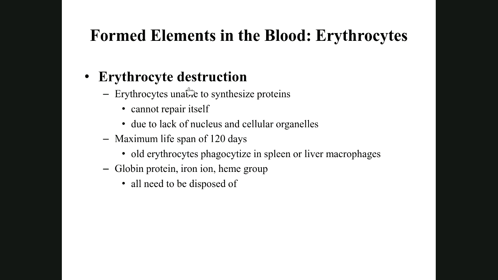Destruction. So after about 120 days or so, these guys, they can't repair themselves. They don't have any of the organelles to do it. So after about 120 days of rolling through the system and rolling through the blood vessels, they're going to get beat up and their membranes are going to start to rupture. So once they enter the spleen or the liver, they're going to be phagocytized. They're going to be eaten and they're going to be recycled. So we're going to recycle most of these parts. I'm not going to get into details, but we're going to store that iron in the form of ferritin, ferrous, Fe, iron, right?